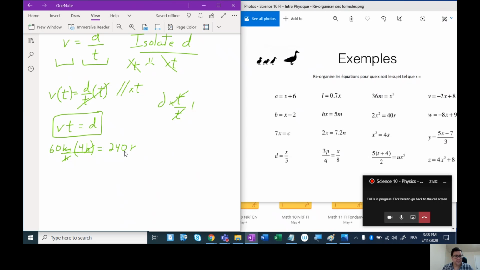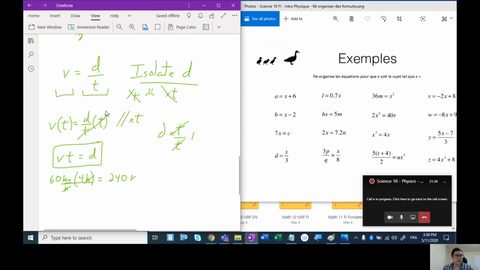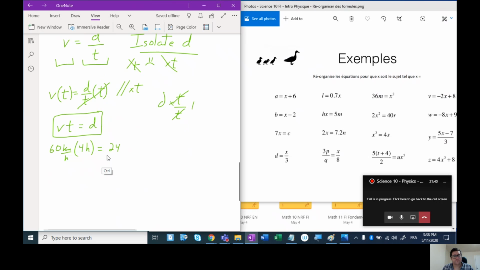Basically, if I want the distance, I would use that formula. Could use this one, but there's work to do. So we'll use this one. Let's isolate for T.